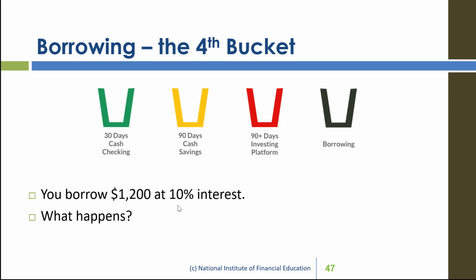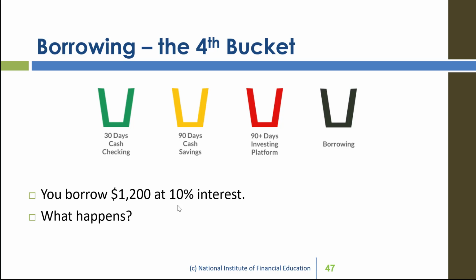So we're going to add a new bucket here because in our cash flow management system, we have our 30-day bucket. That's our day-to-day spending over the course of the month. We have our 90-day bucket, which is our savings bucket that gives us our reserves. And then we have our 90-plus day bucket, which is our investing. That's where we're going to build wealth for the future. Wealth that's going to completely replenish that green bucket at some point in the future on an ongoing basis.